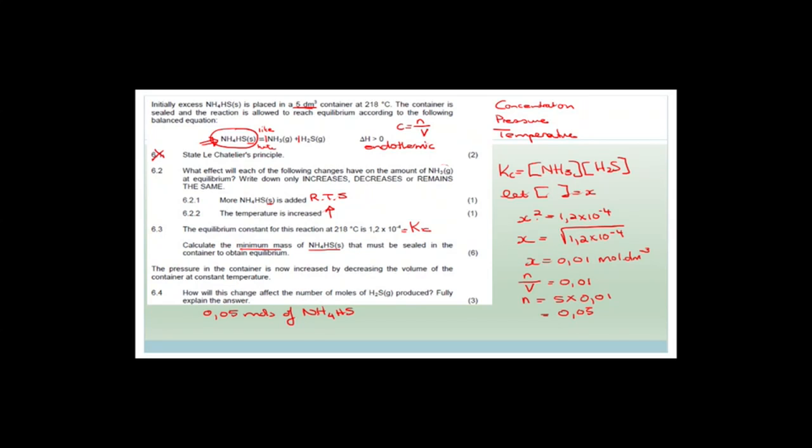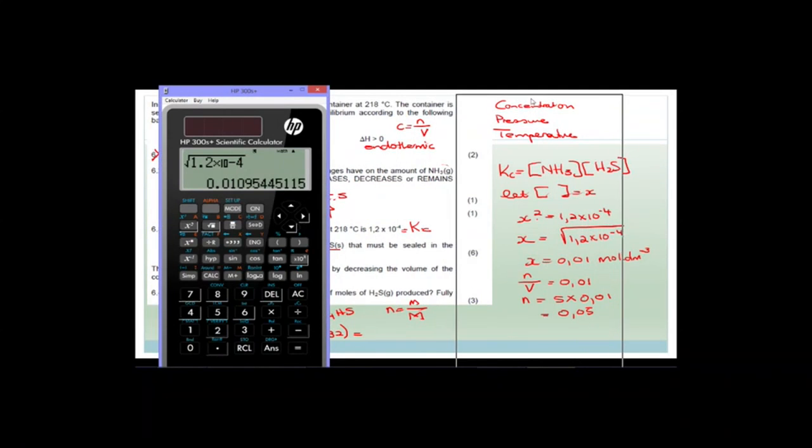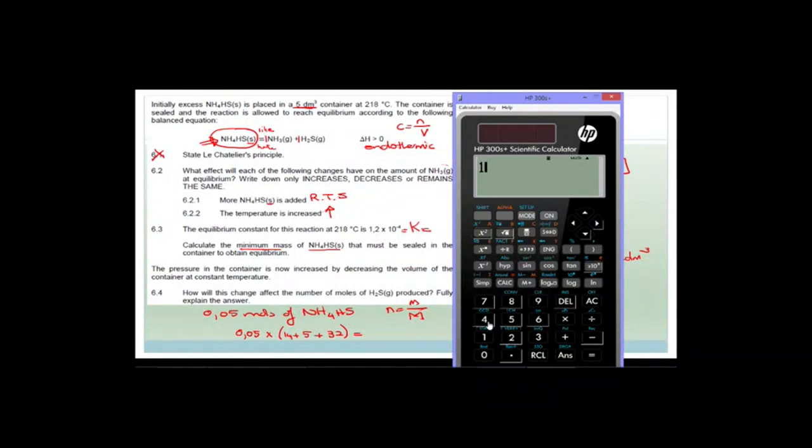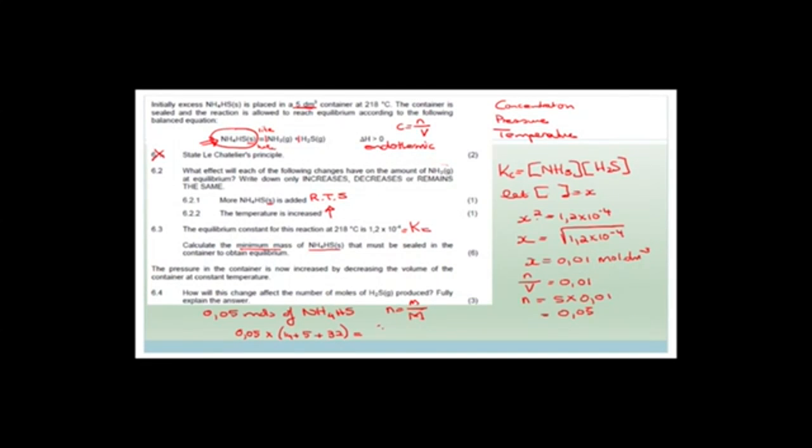So that would be the minimum mass that it has to be in this container, but we've only got moles, so we have to convert it to mass. Number of moles is mass over molar mass. We have the number of moles, 0.05, times the molar mass, which is nitrogen, 14, plus hydrogen, 5, plus sulfur, 32. Let's get out a calculator: 14 plus 5 plus 32, multiplied by 0.05, gives a mass of 2.55 grams. The minimum mass that you had to use was 2.55 grams.